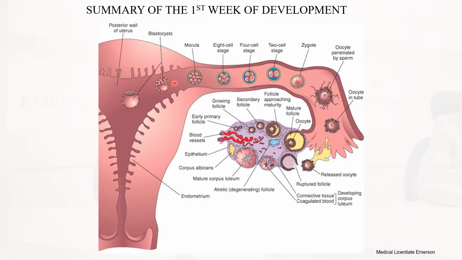Then at the 16-cell stage, it becomes called the morula. From the morula, it continues to divide and to actually have a cyst, and then you call it the blastula or blastocyst. At this stage, it still has the zona pellucida. Then the zona pellucida disintegrates, which is going to facilitate implantation. So this is the summary of the first week of development. That's what you need to understand.